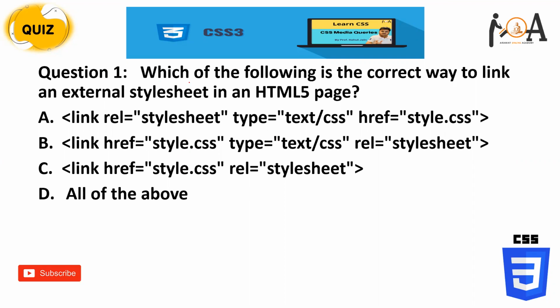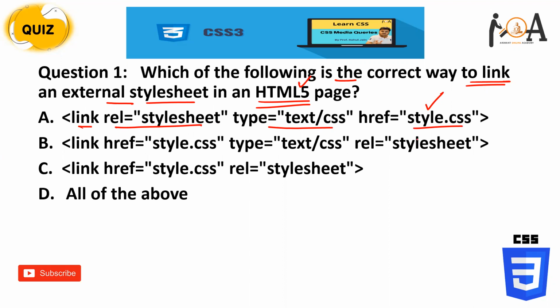Question number 1: which of the following is the correct way to link an external style sheet in an HTML5 page? If you want to link any external style sheet, that is any external CSS file that is not internal and not inline, and add it into an HTML5 page, what is the correct syntax? Option A: link, rel equals stylesheet, type is text/css, and href, that is the hyper reference, is style.css. This is one of the correct ways.